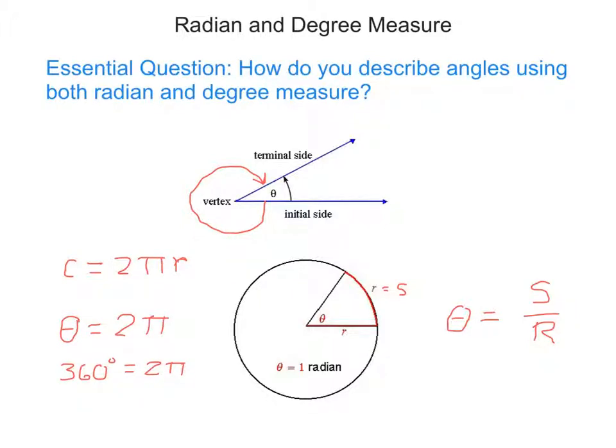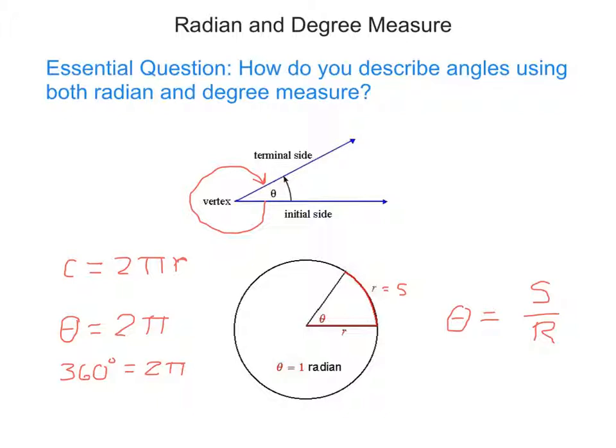Now, using this fact that 360 degrees is equal to 2 pi radians, we can come up with a conversion. To convert degrees to radians, we simply multiply the degrees by pi over 180. Or if we want to convert radians to degrees, we multiply the radians by 180 over pi. So degrees to radians, multiply by pi over 180. Radians to degrees, multiply by 180 over pi.